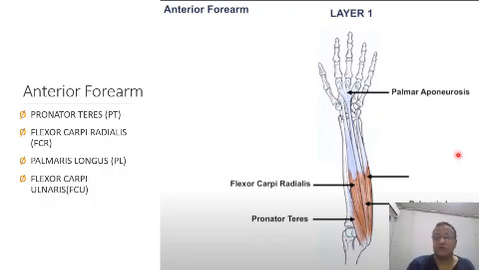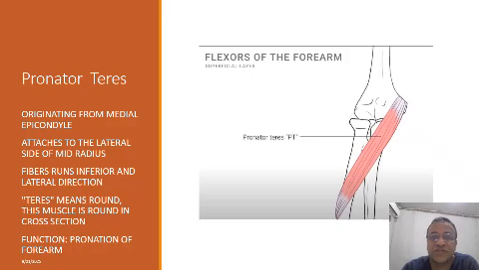You can see all these muscles are originating from the humerus, the medial epicondyle of the humerus. The first muscle in this superficial group of flexor muscles is pronator teres. Sometimes it's abbreviated as PT. This muscle originates from the medial epicondyle of the humerus, and its fibers run inferiorly and laterally to attach into the mid shaft of the radius.